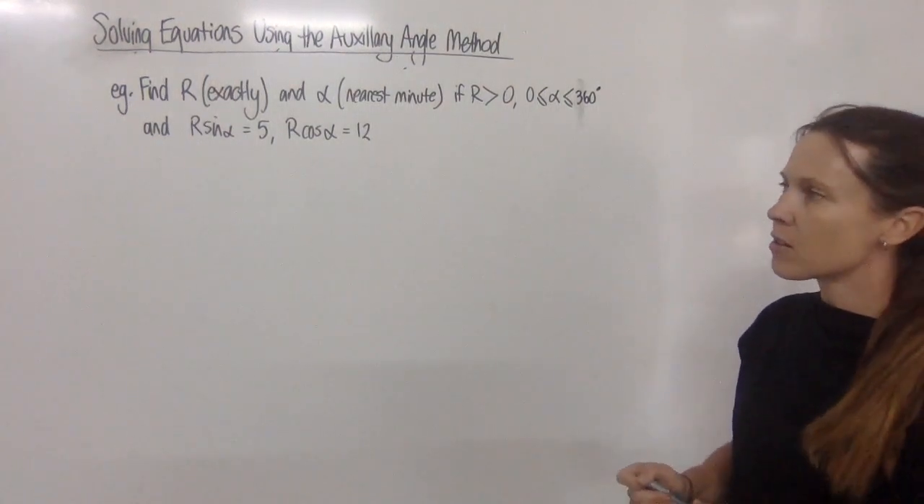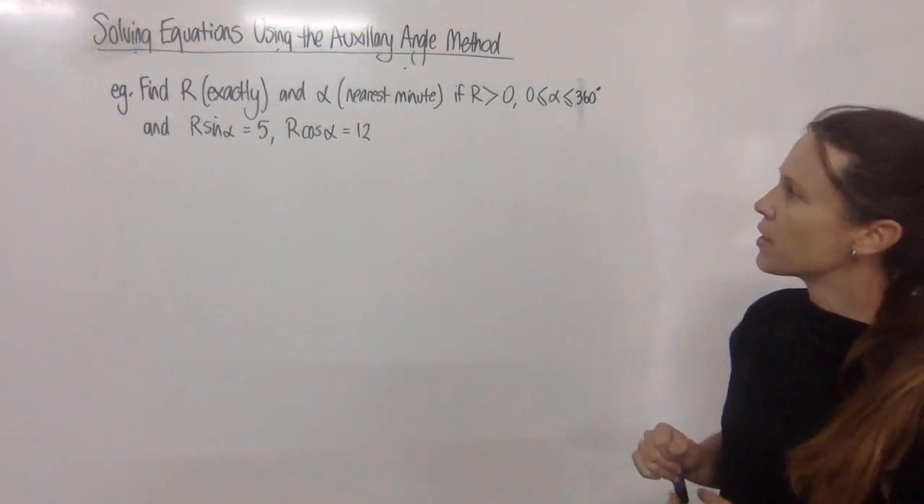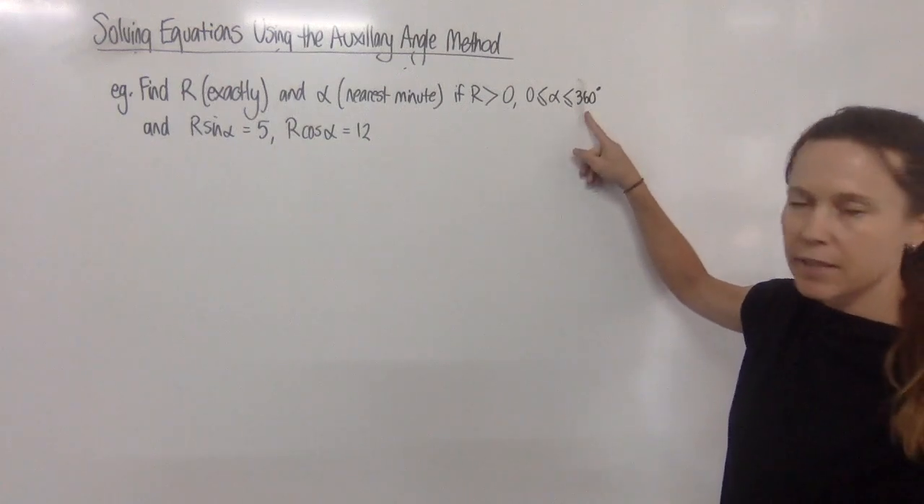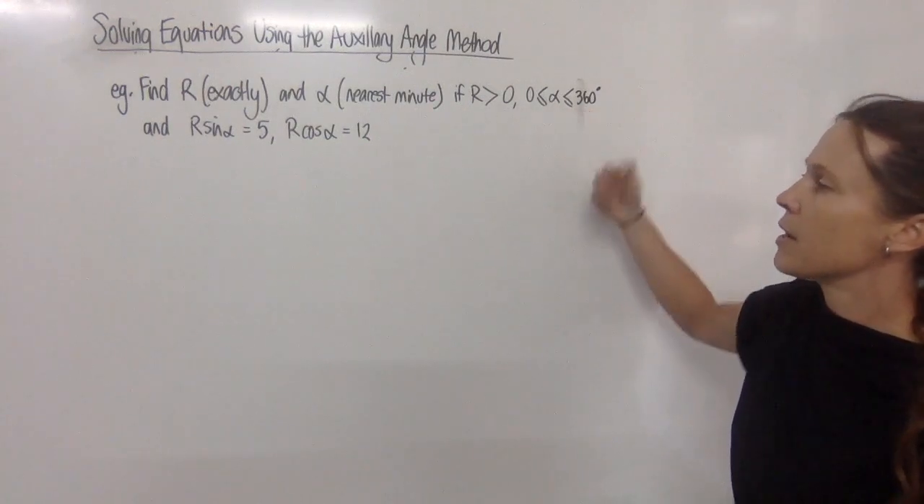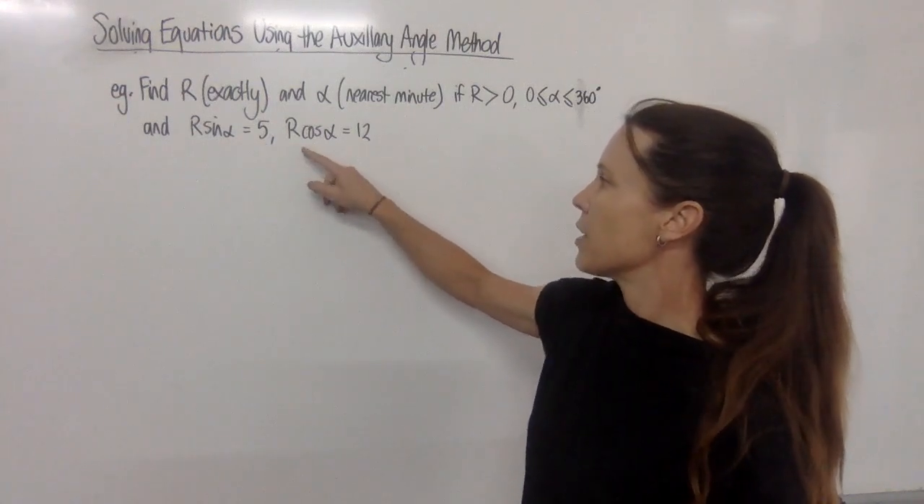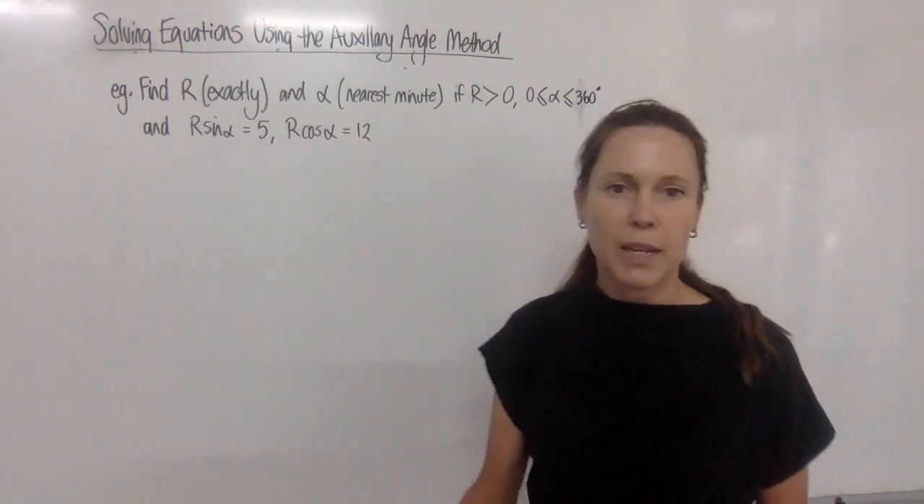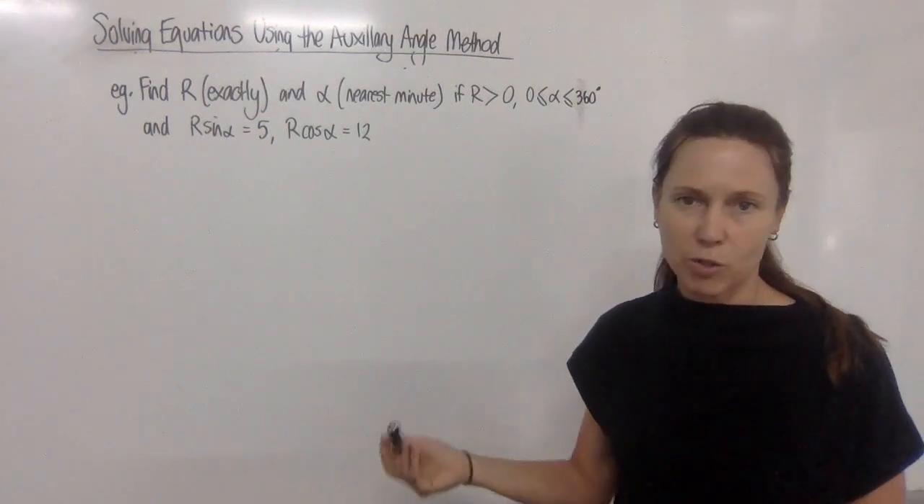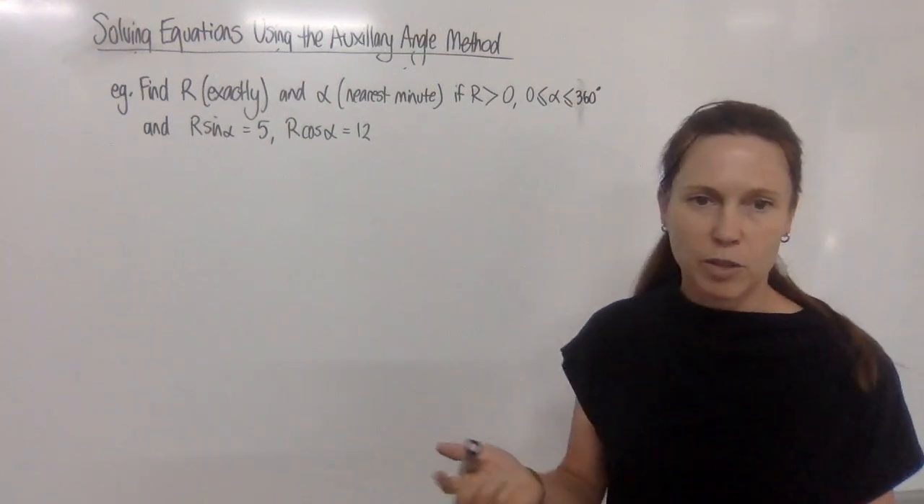So in this one, they're asking us to find r exactly and alpha to the nearest minute if r is greater than 0, alpha is between 0 and 360, so that tells us that we're working in degrees. And we're just given this, r sine alpha is 5 and r cos alpha equals 12. Now, this is a simple question, but because it's different from the ones actually asking you to solve an equation, it can be hard to know what to do first.